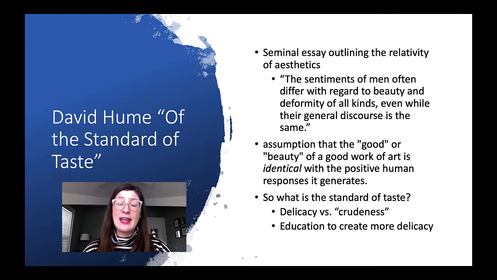So then, if everything's relative, if there is no objective standard for aesthetics, what then is the standard of taste? Well, Hume doesn't really furnish us with any single response here. Basically, he just kind of sets up lists of comparisons or adjectives, right? So delicacy of taste when it comes to literature is preferred over crudeness. And education is required to create more delicacy. But what that delicacy looks like isn't told to us in very great detail.